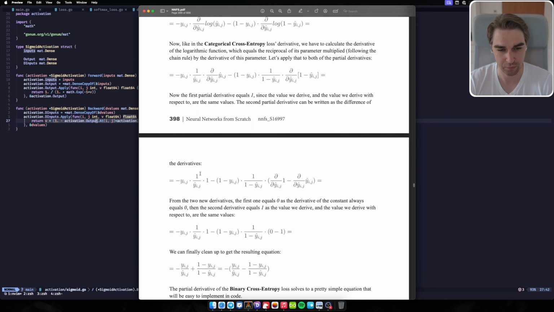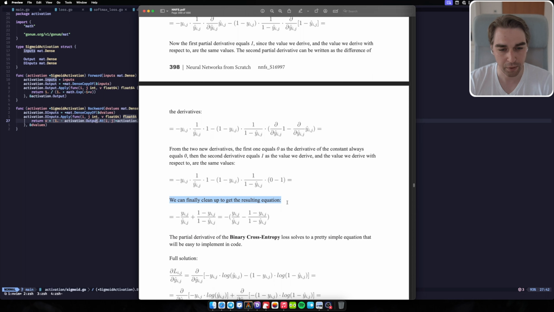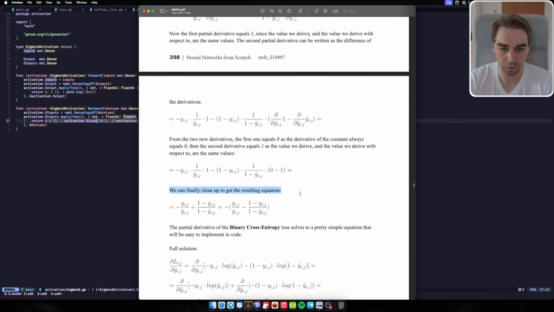So we have this turned into 1, then we have this over here multiplied by this from here, and then we're writing it as the difference. So that will turn into 0, that will turn into 1 and -1. So yeah, this is what we get. We can finally clean up to get the resulting equation.